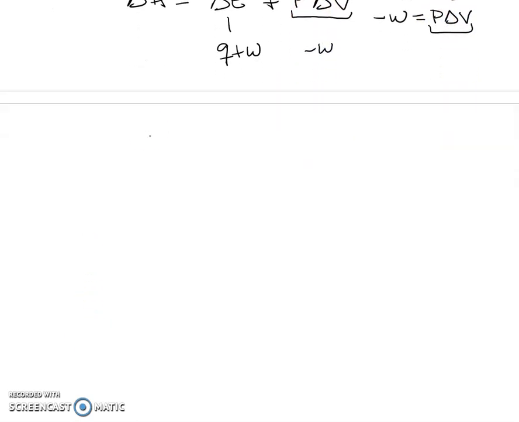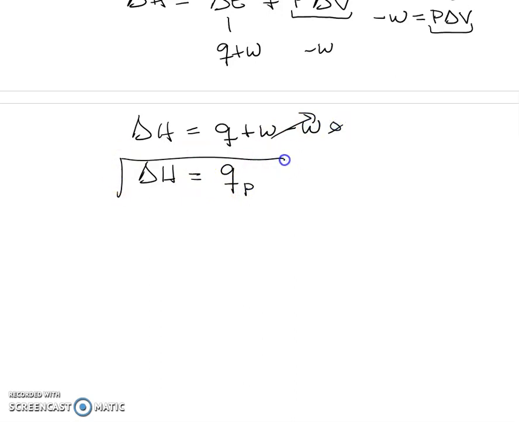So let's go ahead and combine it. So delta H equals Q plus W minus W. As you can see, these W's can cancel, so this simplifies to our change in enthalpy, which is equal to our heat at constant pressure, because these cancel out. So this expression simplifies to the change in enthalpy, which is equal to our heat absorbed or released at constant pressure. Okay, on to the next module.